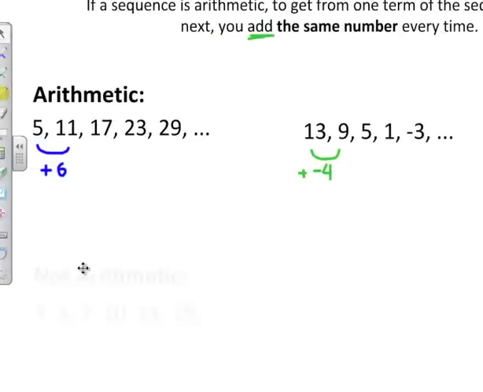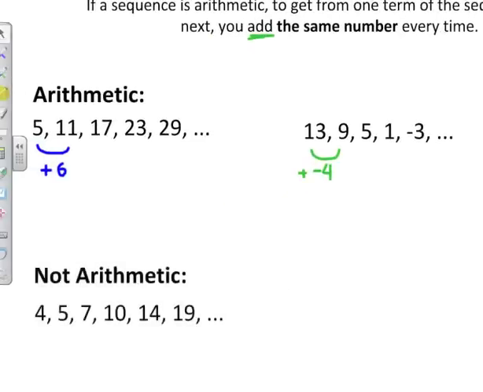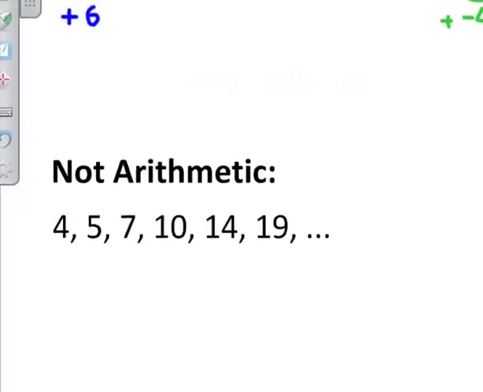And then just for contrast, here's a sequence that looks like it might be arithmetic, but it isn't. You are still adding every time. To get to the next term of the sequence, you're adding 1, and then 2, and then 3, and so on. So you are still adding every time, and there's a pattern that you can discern. But because you're not adding the same thing every time, this is not considered an arithmetic sequence.